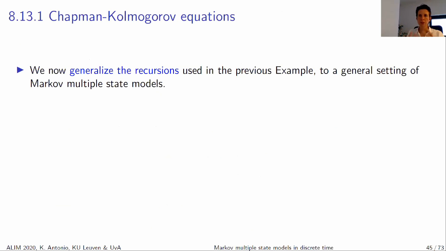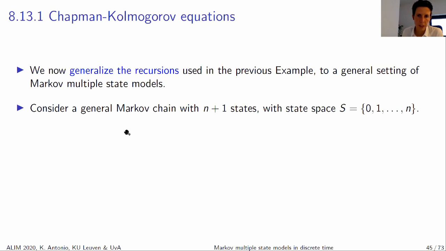calculate these multi-year transition probabilities in the discrete time setting. You may recognize here some famous recursions. Let's say these are the Chapman-Kolmogorov equations, which we already apply in a quite intuitive way to go from one-year probabilities to multi-year transition probabilities in the Markov setting. But let's take a moment to write this in a more general way.